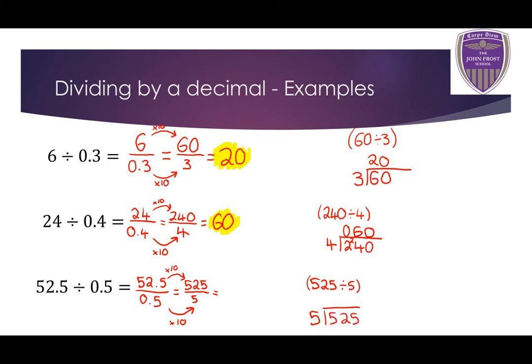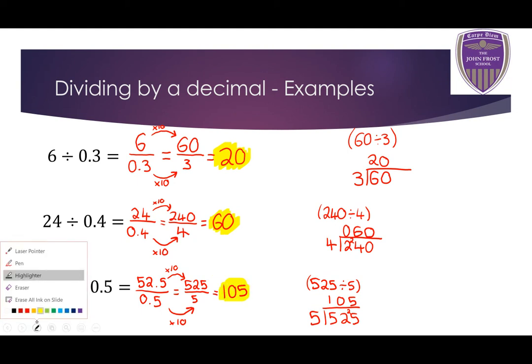So how many 5s are in 5? There's 1. How many 5s are in 2? There's none. Remainder 2. How many 5s in 25? There are 5. So 525 divided by 5 is 105. And because we got that using equivalent fractions, the answer to our original question, 52.5 divided by 0.5, is also 105, okay? Because they're all equal, okay?